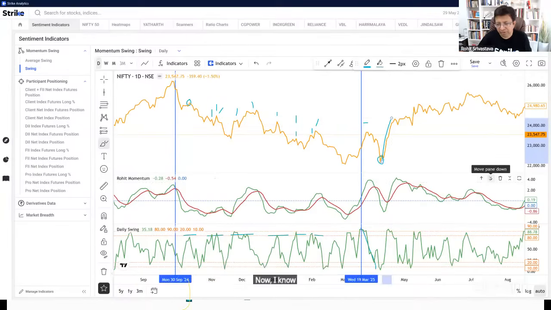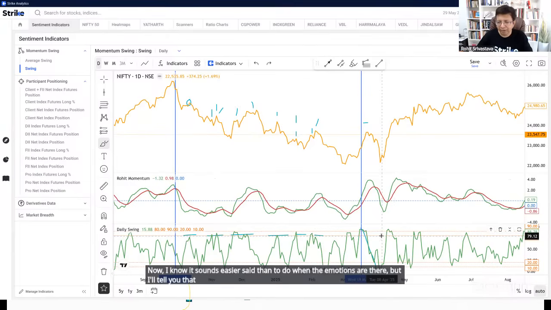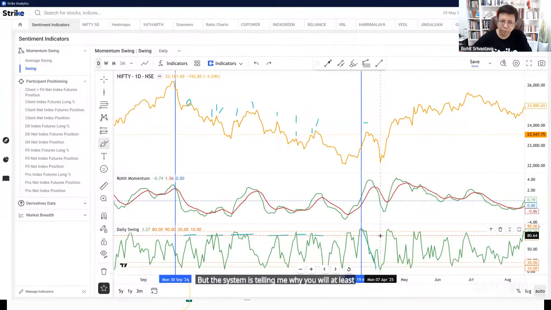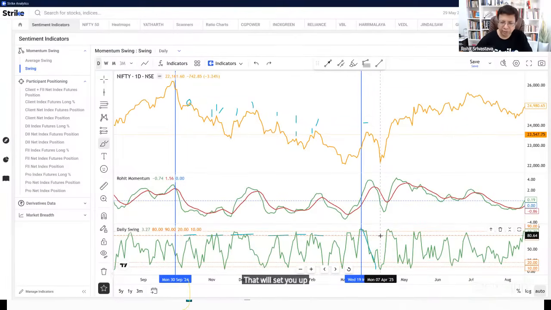Now, I know it sounds easier said than done when the emotions are there. But when you get such readings, even if you say, oh no, the news is very bad, I don't want to buy, but the system is telling me to buy, you will at least buy some. If you usually bought 1,000, you'll buy 300. That will set you up for being on the right side when it turns. So it helps you have that confidence that yes, this is a trade I can take.